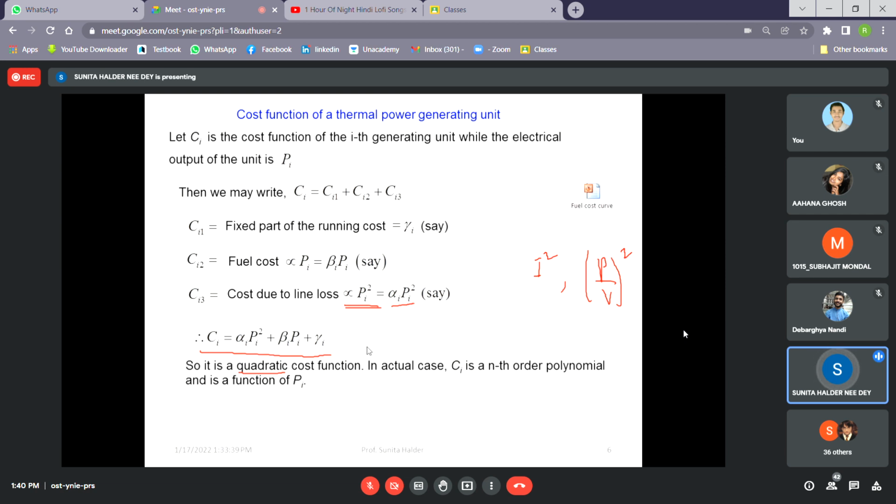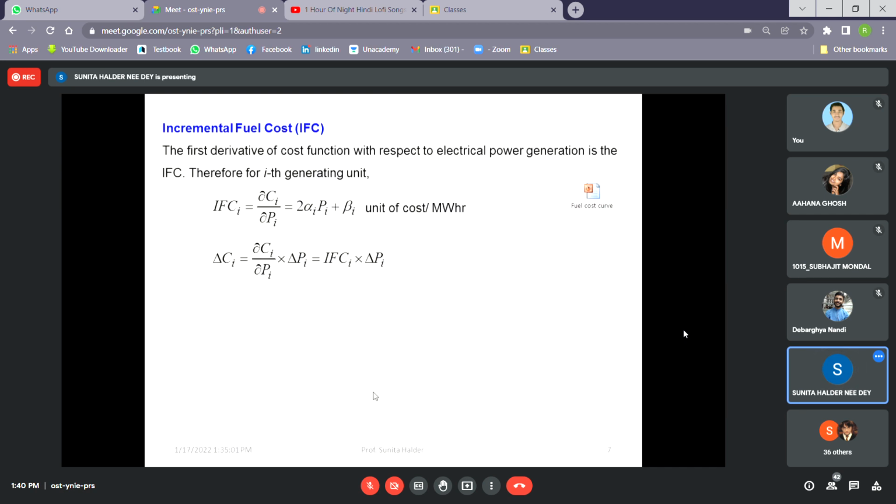This is the old terminology. And in a modern and more specific way, it should be the cost function or cost curve. Now there is another term, the incremental fuel cost. What is that? That is the first derivative of the cost function with respect to P. But what is the physical significance? That means if there is any small change in power, then what will be the small change in cost that we can calculate from the incremental fuel cost?